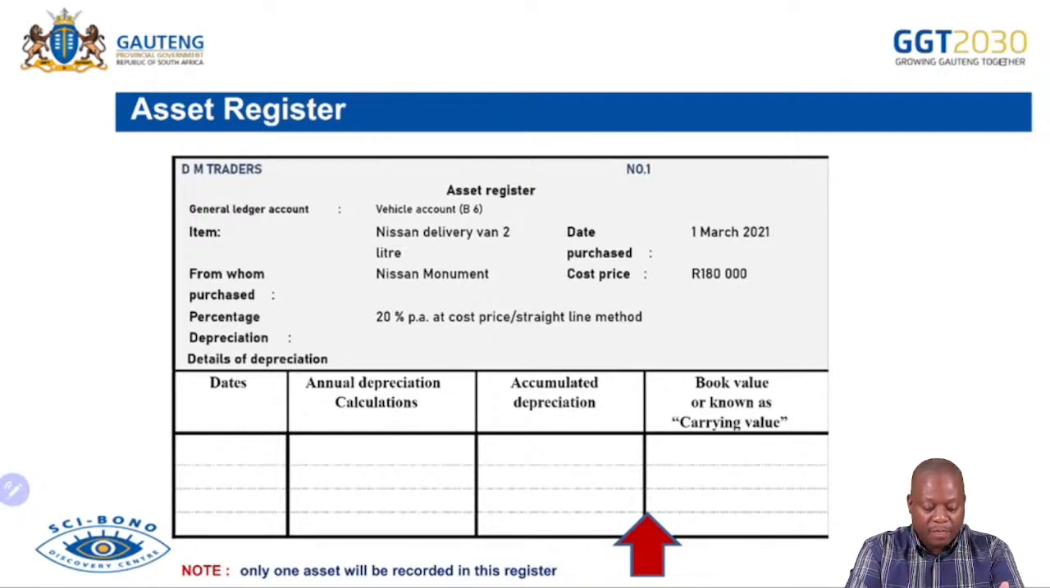So as we go through now, we are going to be recording at the end of every accounting period the date, the depreciation for the year, the accumulated depreciation, as well as the book value. Now, please take note, only one asset is recorded in the asset register. So it means for every asset, we are going to have an asset register for that specific asset.